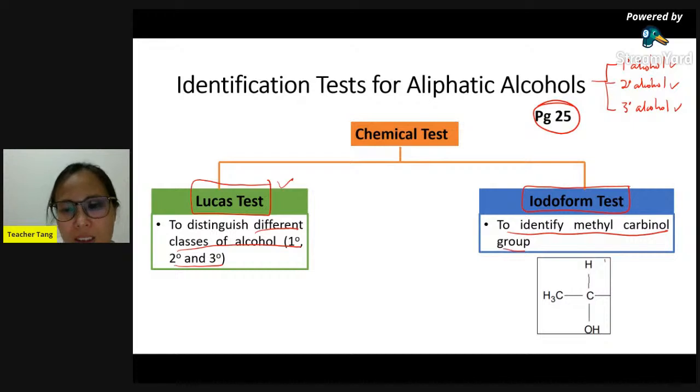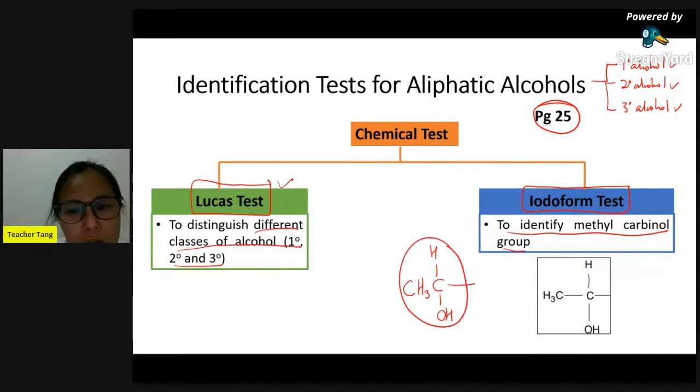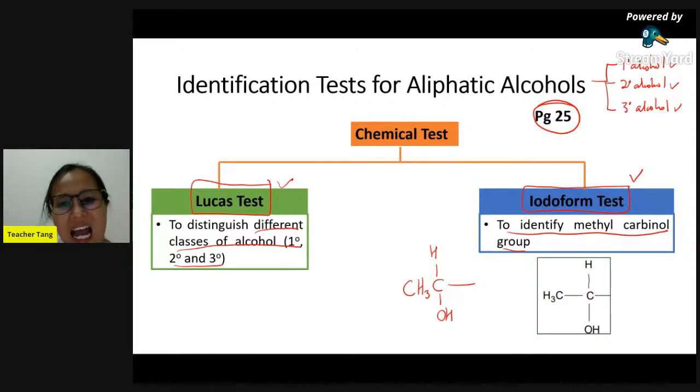So this is the methyl carbinol group. Again, how to draw the methyl carbinol group? We have methyl carbinol, which is C, with one side OH and one side H, and here it can be attached to anything. So this is the methyl carbinol group. We can use the iodoform test to identify whether the methyl carbinol group is present in the aliphatic alcohol.